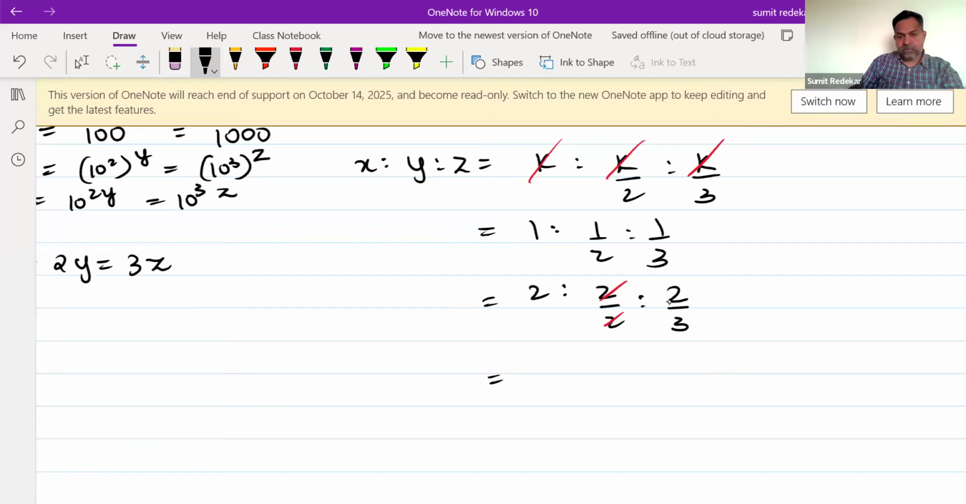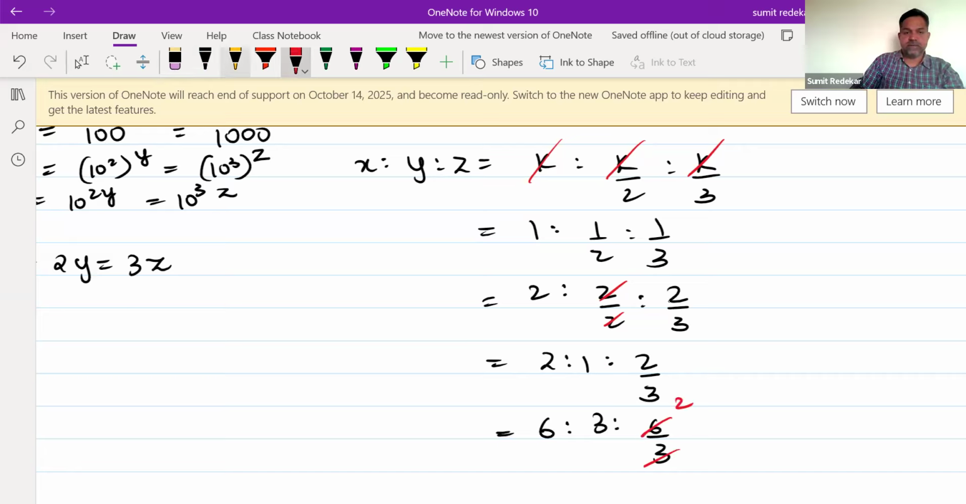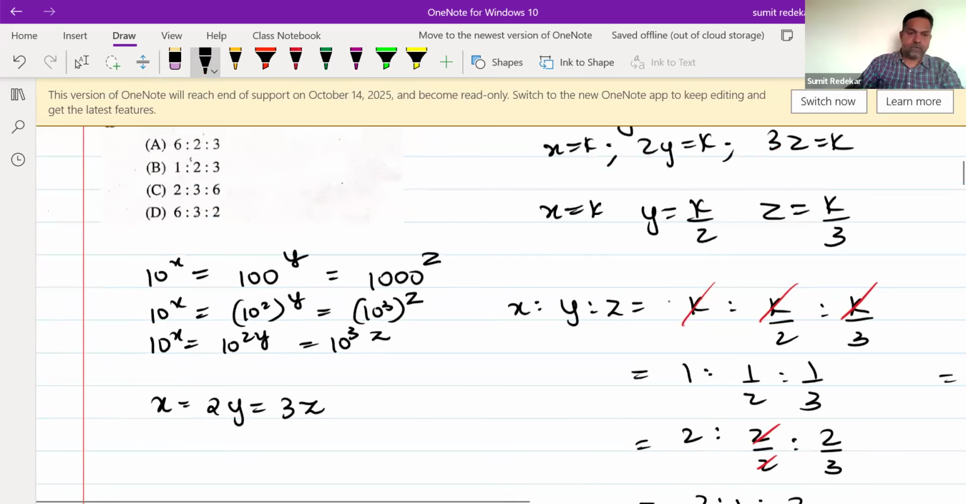So that will become 2:1:2/3. अब ये 3 नहीं चाहिए, मल्टीप्लाई कर दो 3 से. When I multiply by 3, 3 2 जा 6, 3 1 जा 3 और ये बन जाता है 6/3 जो कैंसिल हो जाता है और ये भी 2 हो जाता है. So what is left from it is 6:3:2. Is that an option? Yes, a very good question.